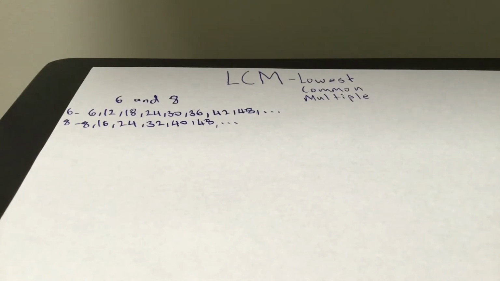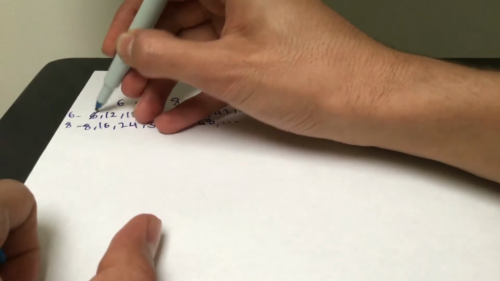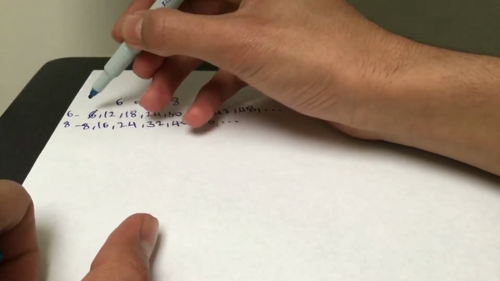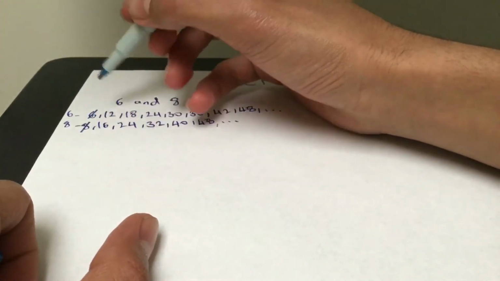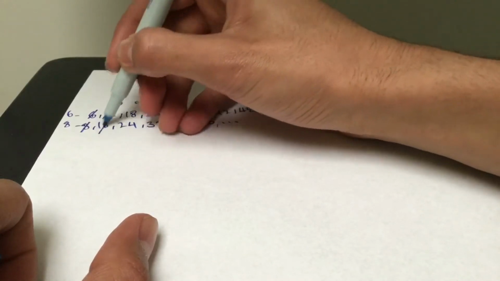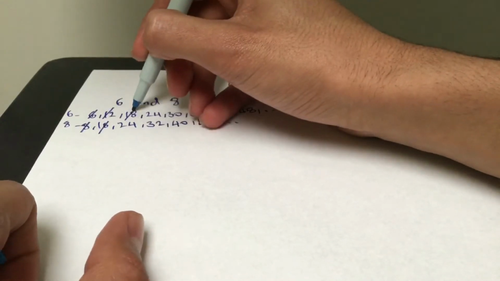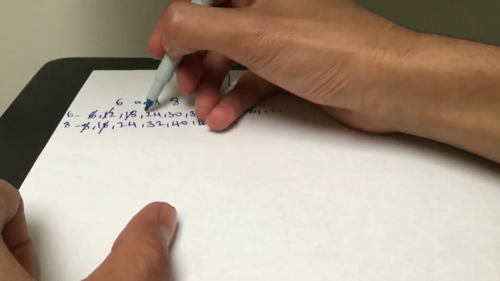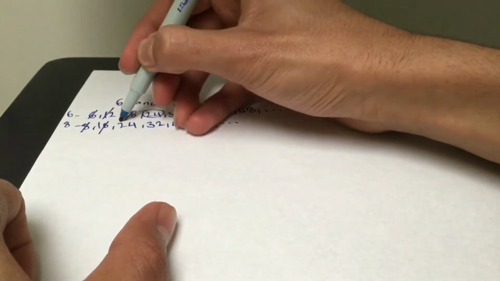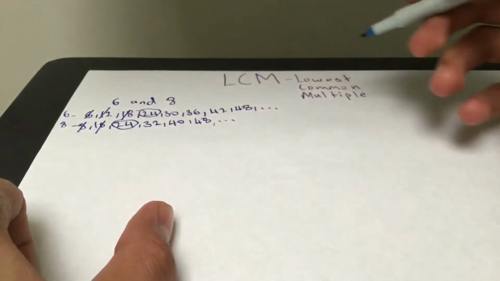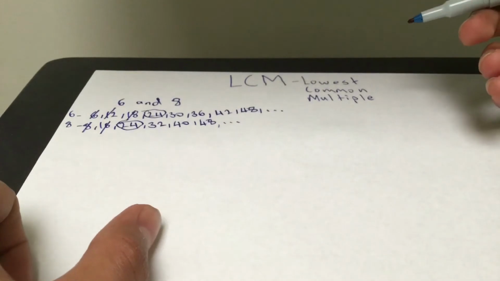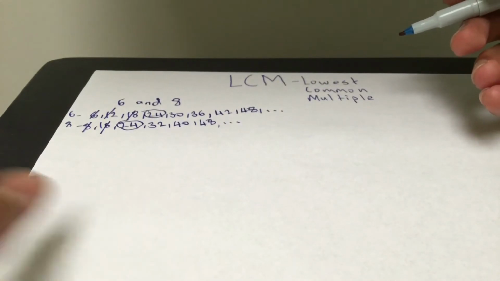So now we have to find what's in common from both of these numbers. So we cross out what's non-common and we see what's left. Okay, so 6 is not present in 8, so we cross that out. And 8 is not present. 12 is not, 16 is not, 18 is not. And now we come across 24, which is present in both 6 and 8, and it's the lowest multiple that we've come across.